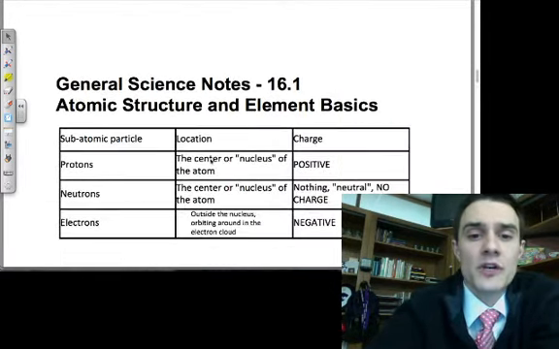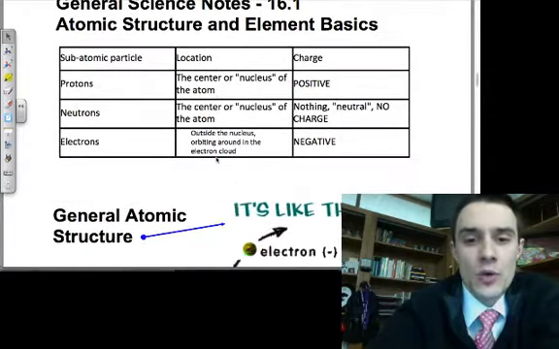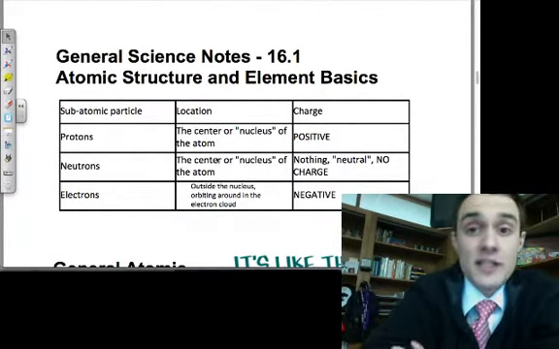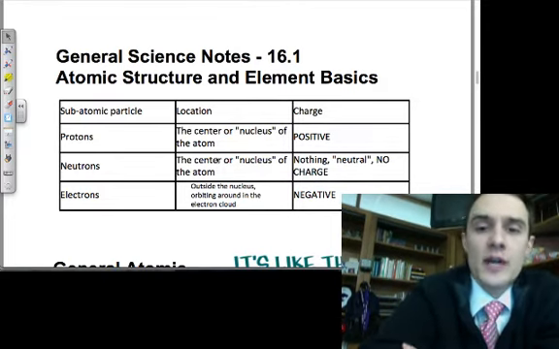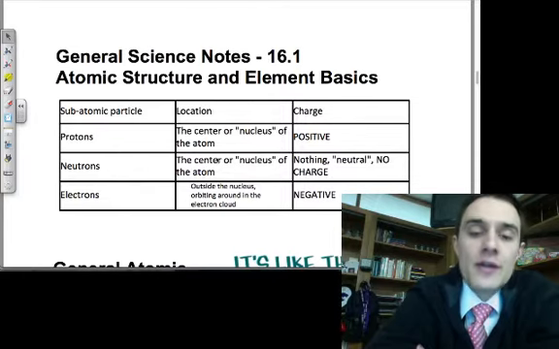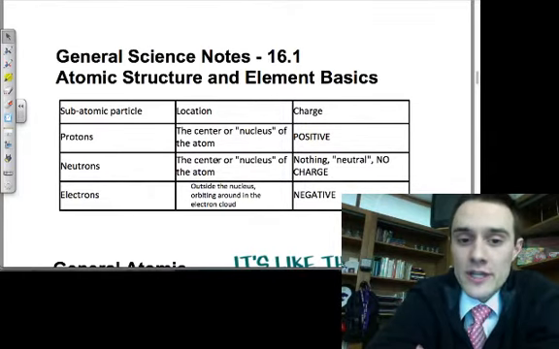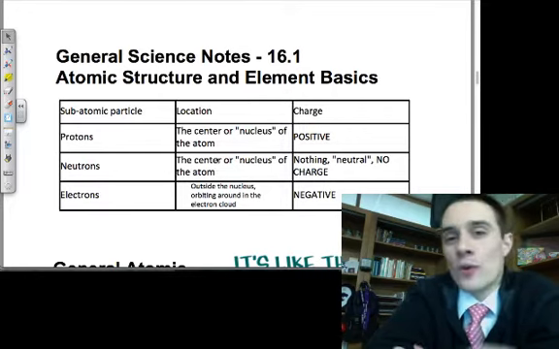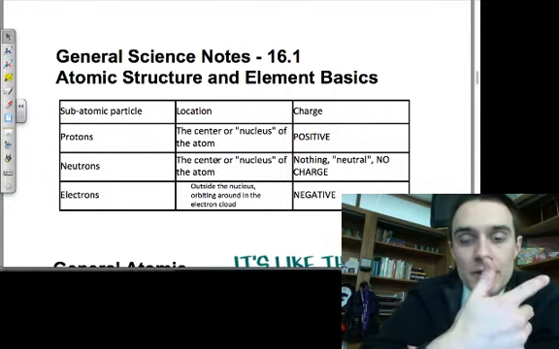Protons find themselves in the center, or the nucleus, of the atom, and they have a positive charge. Neutrons, on the other hand, are neutral in charge, or have no charge, and they are also located in the nucleus of the atom. Finally, electrons have a negative charge, and they orbit around the nucleus.